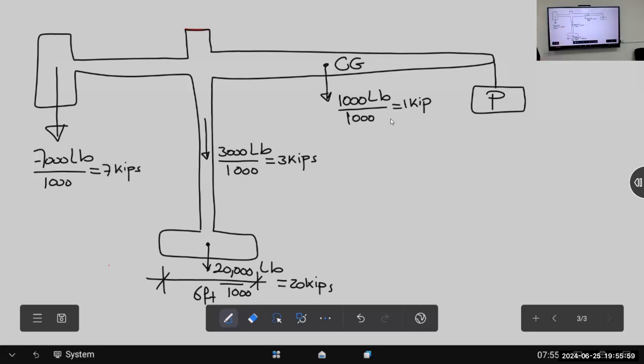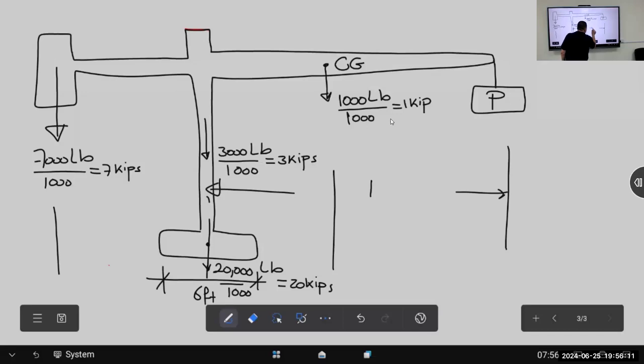And like dimensions: from here to here, 15 foot. Correct or not? And from here to here is 3 foot. Why 3 foot? 6 divided by 2, 3 foot. Correct or not? And from here to here is 7 foot. Right?